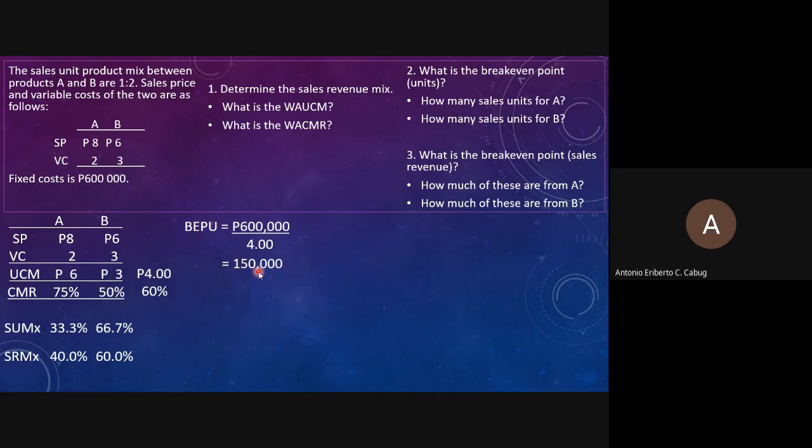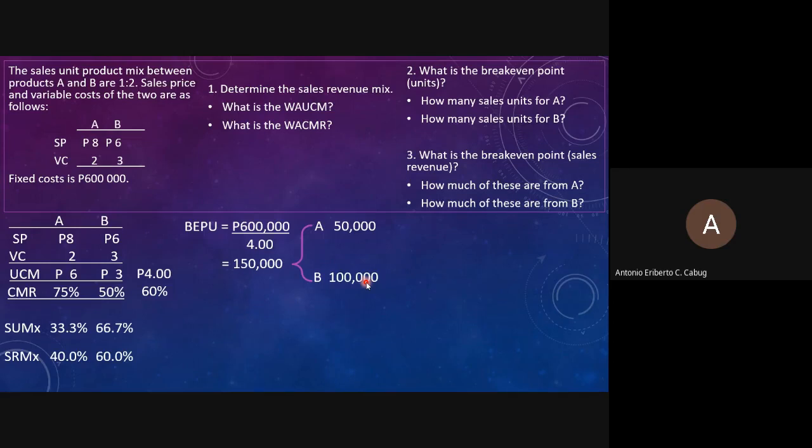Ilang porsyento sa units, A, ilang porsyento sa units, boy. 33.333% is A. 0.3333 times 150,000, that's 50,000 units. 0.6666 times 150,000, boy is 100,000 units. 50,000 units and 100,000 units respectively.